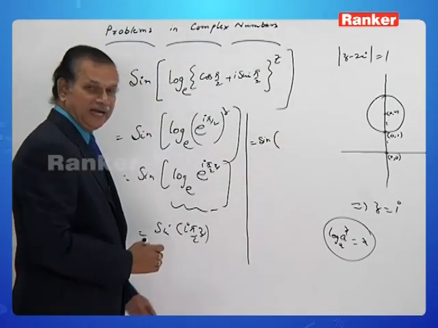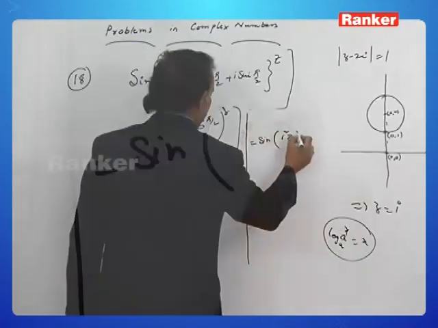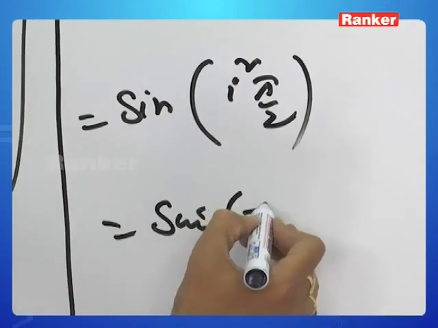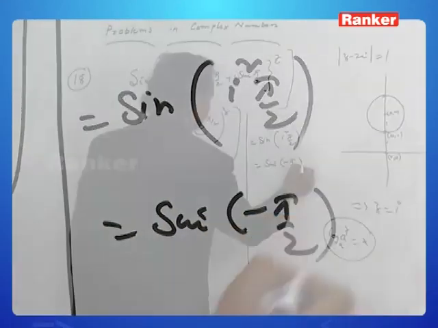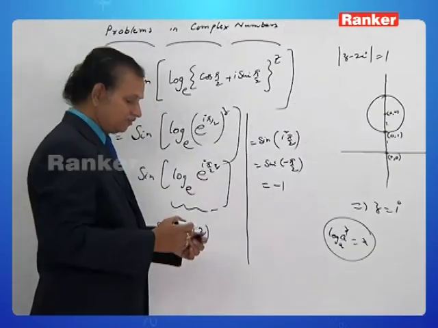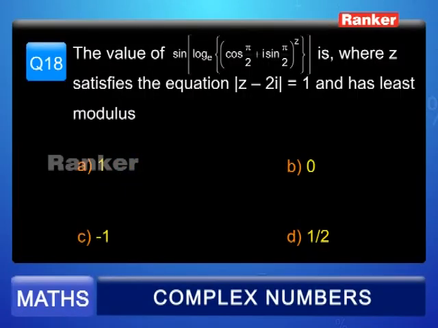What is that? I into I square, I square pi by 2. What is I square? Minus 1. So it is sine of minus 1 into pi by 2, minus pi by 2. What is sine of minus pi by 2? Minus 1. Is it available among the options? Surely it is available in the option C. Therefore, the right answer is minus 1 and the right option is C.